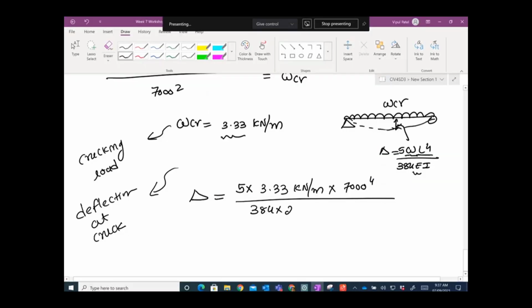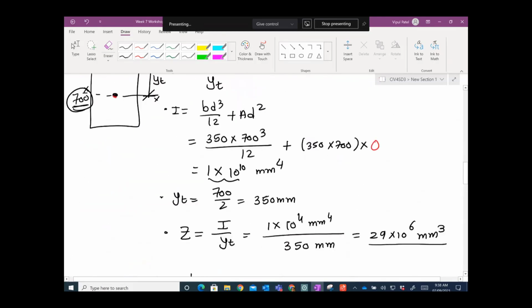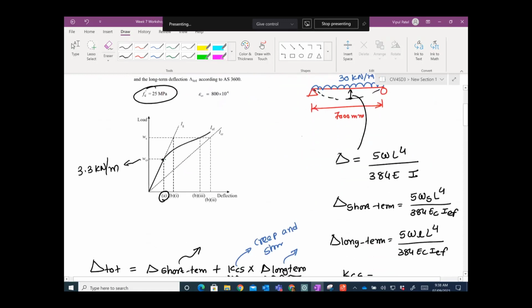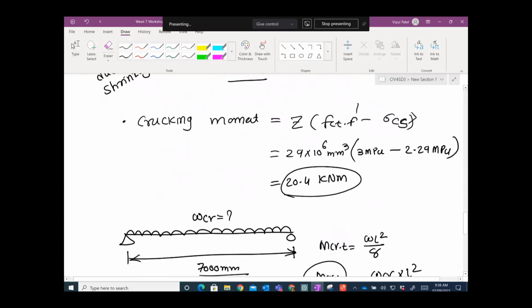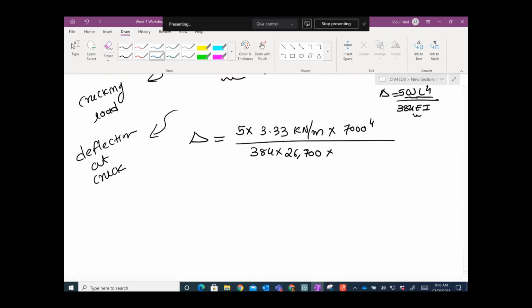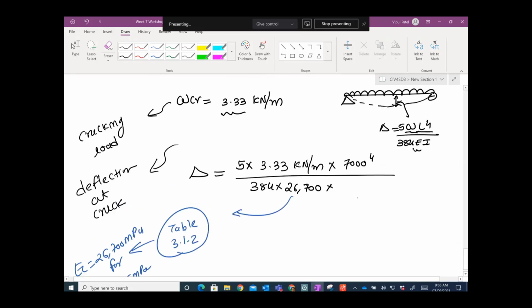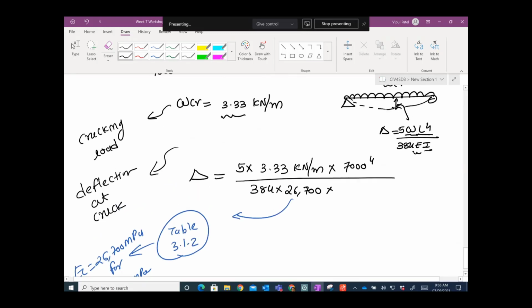So 26,700, because the concrete compressive strength is given as 25 megapascals. From table 3.1.2, you can get Ec equal to 26,700 megapascals for f'c of 25 megapascals. So that's Ec. And moment of inertia.